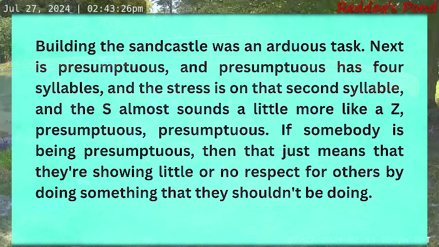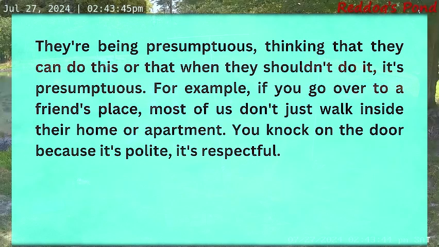Next is presumptuous, and presumptuous has 4 syllables, and the stress is on that second syllable, and the S almost sounds a little more like a Z. Presumptuous, presumptuous. If somebody is being presumptuous, then that just means that they're showing little or no respect for others by doing something that they shouldn't be doing. They're being presumptuous, thinking that they can do this or that when they shouldn't do it.